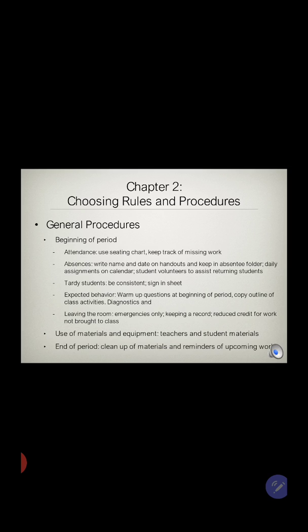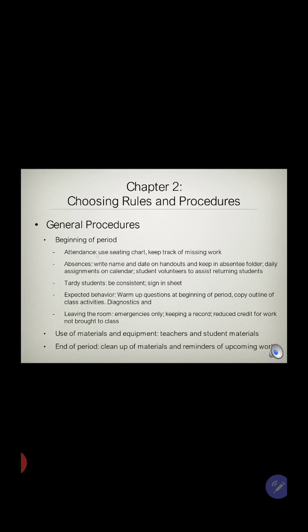Continuing with chapter number 2, we have choosing rules and procedures. And here we're going to talk about the general procedures that we may have in a classroom. It says here beginning of period. I would say beginning of class. Okay, what do you have to do in terms of classroom management to control students' behavior? And here we have some suggestions that we can actually make suitable for each of the contexts we will be facing.